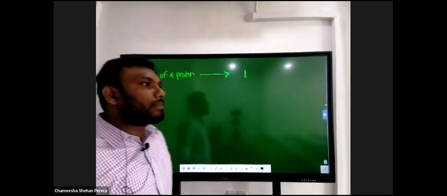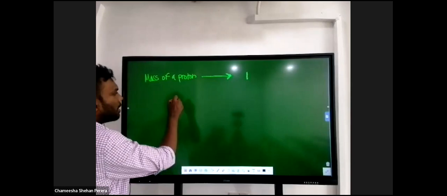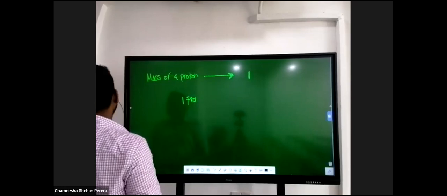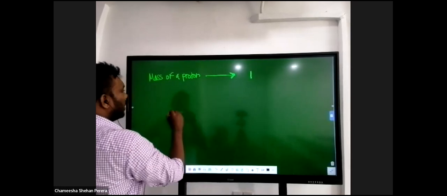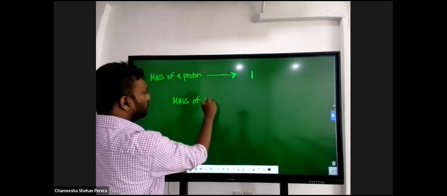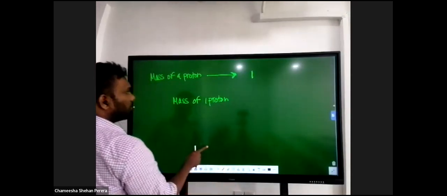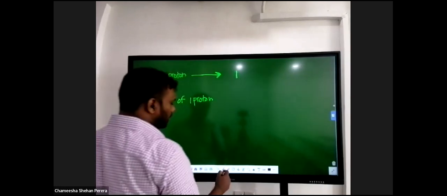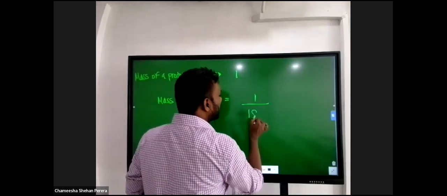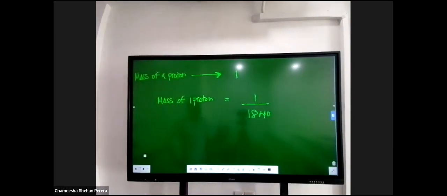When you consider the mass of an electron, take the mass of one proton. We know that the mass of one proton equals one, and this needs to be divided by 1840.